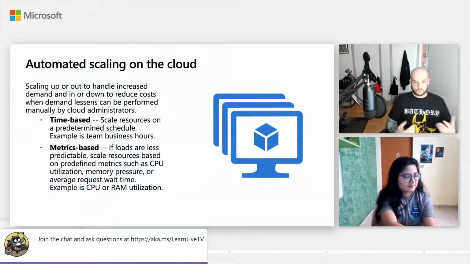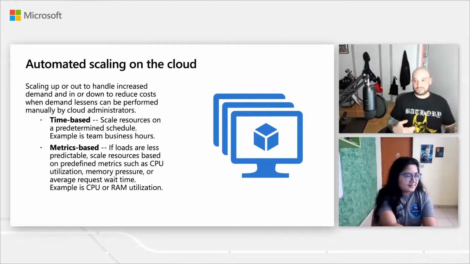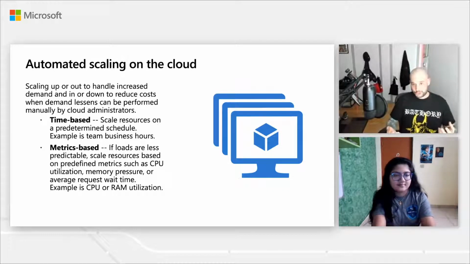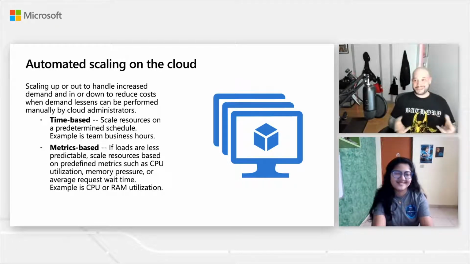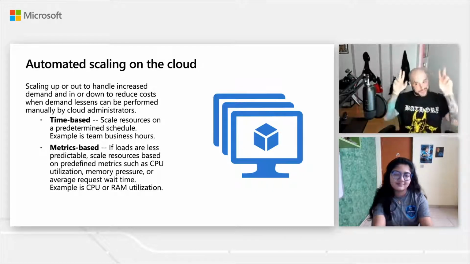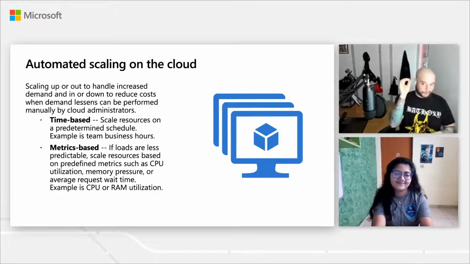So we're going to talk about scaling on the cloud. Scaling up or out to handle increased demand, and in or down to reduce costs when demand lessens, can be performed manually by cloud administrators. For example, a watchful administrator can detect that demand is increasing and use tools provided by cloud service providers to bring additional virtual machines online, scaling out, or replace existing virtual machines with larger ones with more CPU and more memory, scaling up. The key word is watchful.